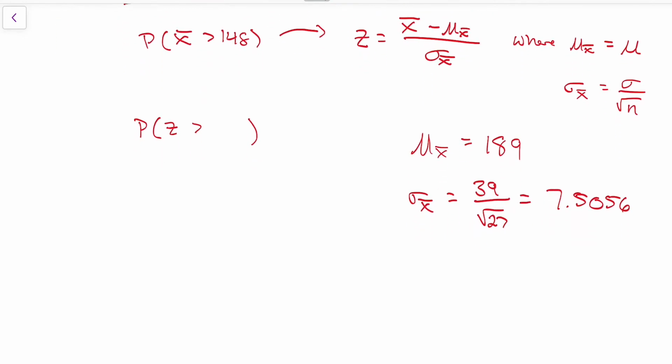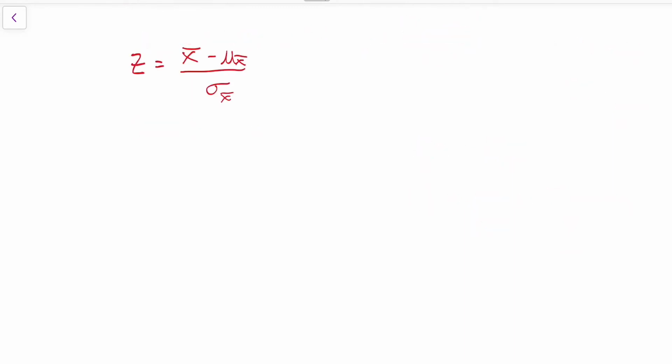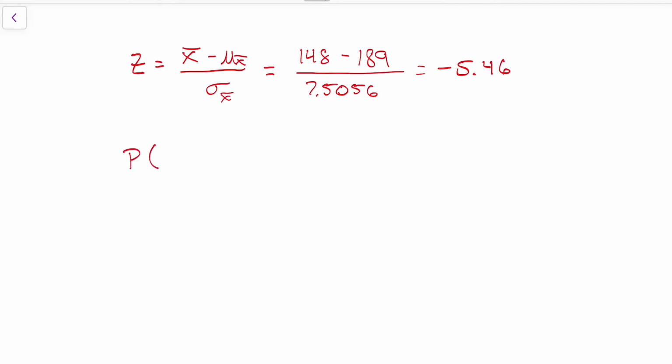So let's compute my z-score. If I look to compute this, I get my central limit theorem version of z-score. And so I'll have my 148 pounds minus my sampling average, which is 189, divided by my adjusted standard deviation, which was 7.5056. And if I compute that and round to 2 decimal places, because now we're dealing with a z-score, I'll get negative 5.46. And I want the probability that z is greater than this new z-score, negative 5.46.